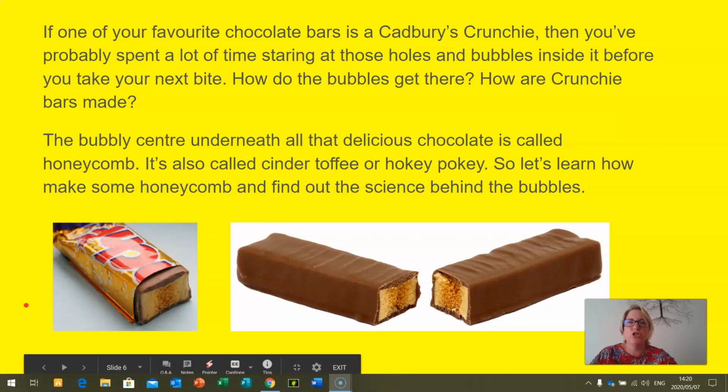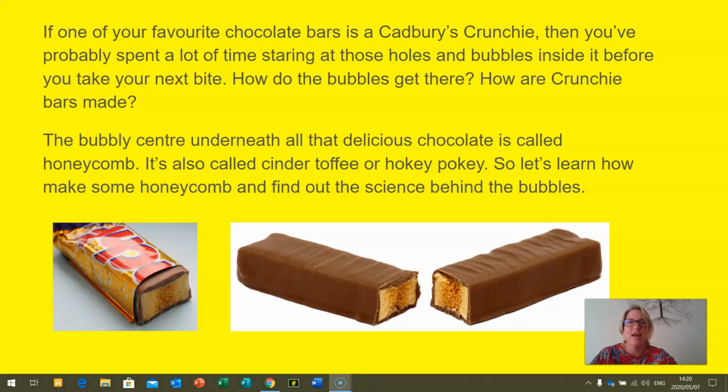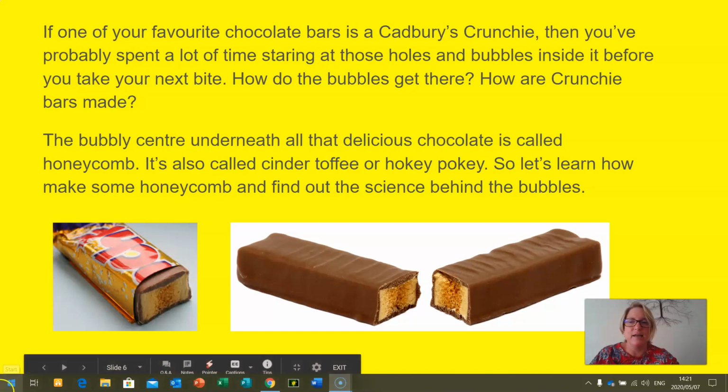If one of your favorite chocolate bars is a Cadbury's Crunchy, then you've probably spent a lot of time staring at those holes and bubbles inside it before you take your next bite. And you might have wondered, well, how do the bubbles get there? How are crunchy bars made? Well, the bubbly center underneath all that delicious chocolate is called honeycomb. It's also known as cinder toffee or hokey pokey. So let's learn how we can make some honeycomb and find out the science behind the bubbles.